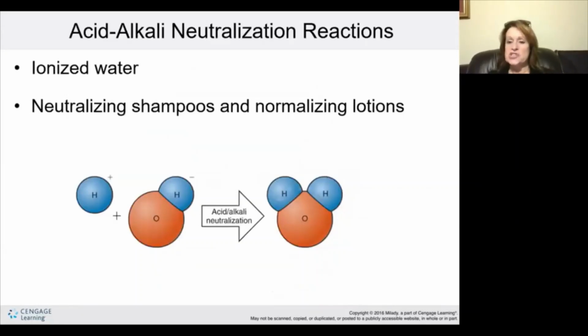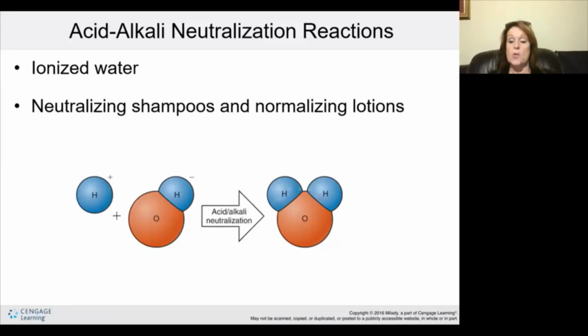The same reaction that naturally ionizes water into hydrogen ions and hydroxide ions also runs in reverse. When acids and alkalis are mixed together in equal proportions, they neutralize each other to form water. Neutralizing shampoos and normalizing lotions used to neutralize hair relaxers work by creating an acid-alkali neutralization reaction. Interesting, isn't it? Liquid soaps are usually slightly acidic and can neutralize alkaline residues left on the skin after rinsing.